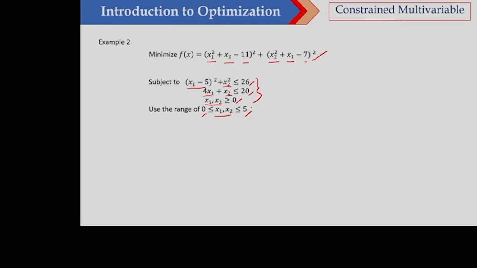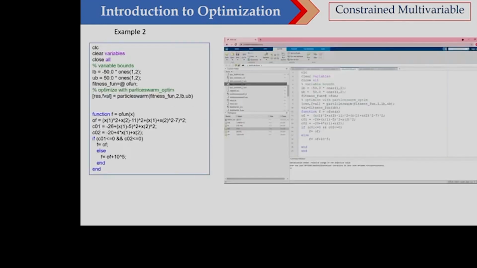Okay. So, this is the solution, and here also I have defined the objective function. This is the objective function, then this is constraint 1 and this is constraint 2. In this case, this constraint should be less than or equal to 0, and this is also less than or equal to 0. If it is, that means the solution is feasible, then f equals the objective function value, else f equals the objective function value plus a large number.